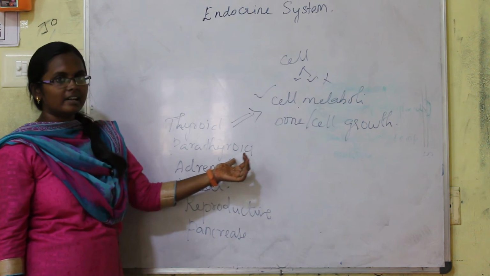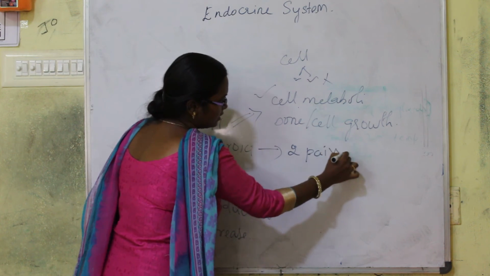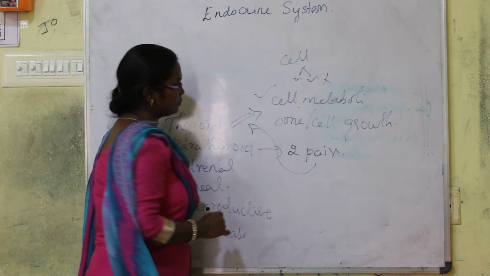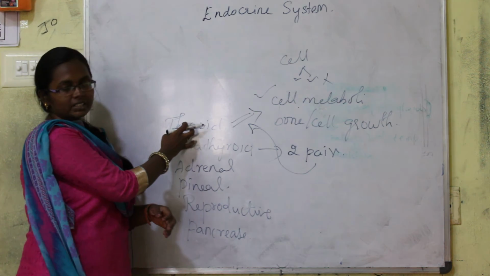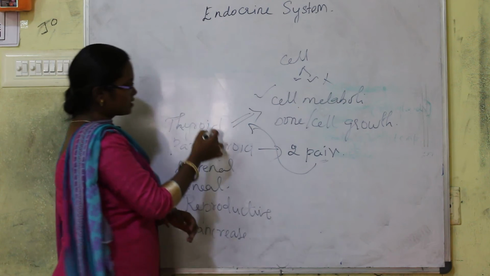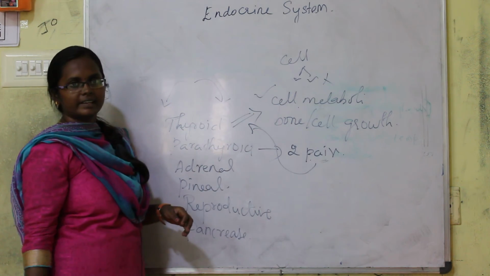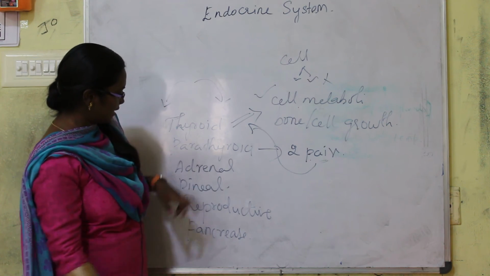Then parathyroid, it consists of two pairs. Each of them is embedded in the thyroid gland. So one pair is for one side of the thyroid gland and another pair for the other side.